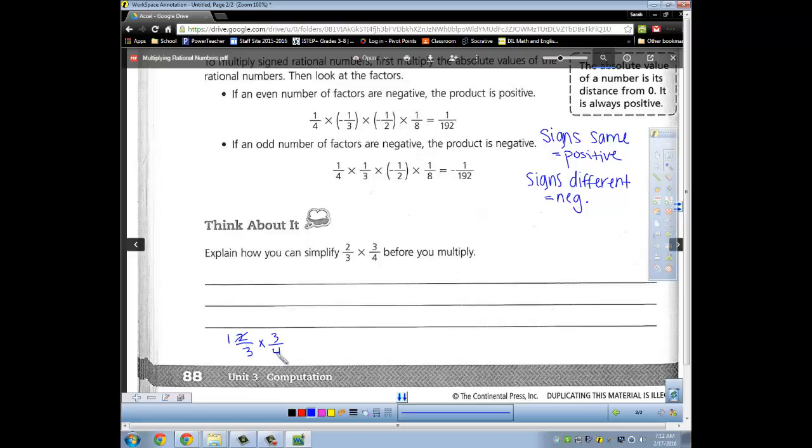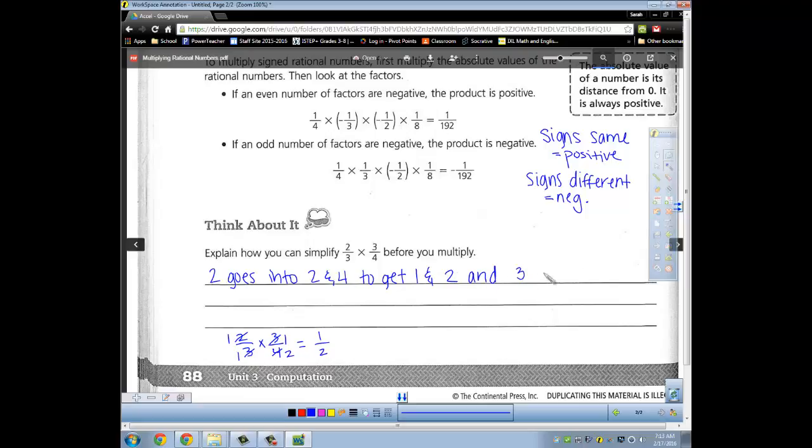So 2 divided by 2 is 1. 4 divided by 2 is 2. 3 and 3, divide both by 3 to get 1 and 1. And then 1 times 1 is 1, and 1 times 2 is 2. So to explain that, you could say 2 goes into 2 and 4 to get 1 and 2. So 2 divided by 2 is 1, 4 divided by 2 is 2.